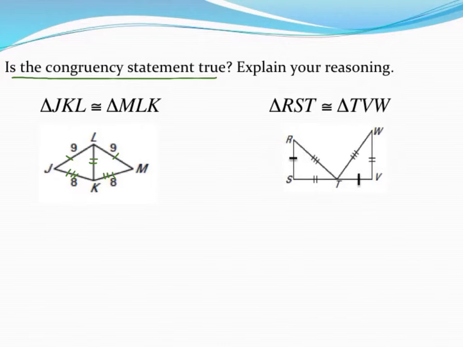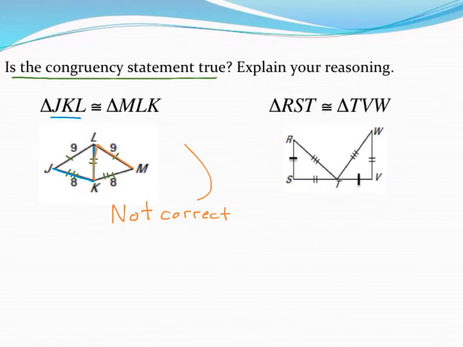The order of the first triangle is JKL, so if I trace that out, I start at J, I go to K, and then I go up to L. If you trace out the order of the second set, I start at M, I go to L, sorry, and then to K. And so I can see that I'm not tracing these in the same exact order. So even though the triangles are congruent, the congruency statement is not correct. It's not in the right order.